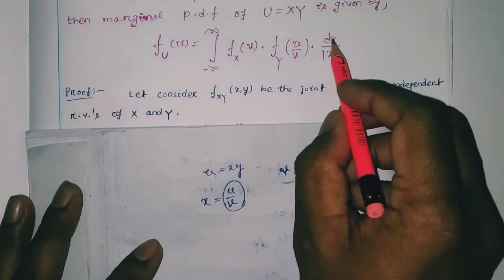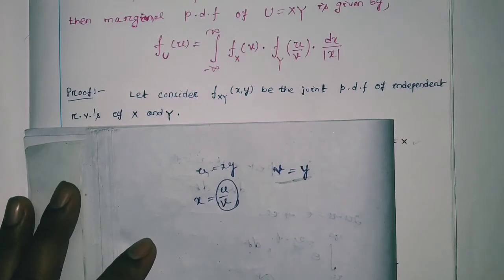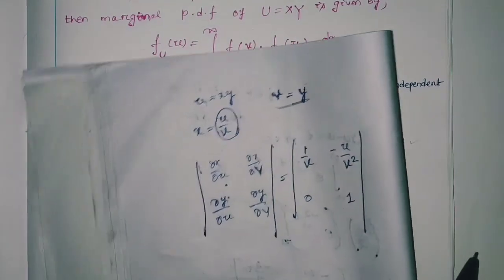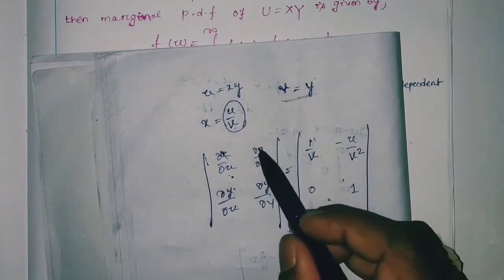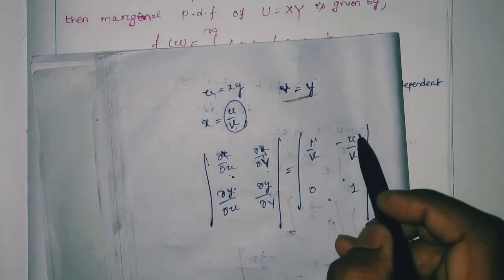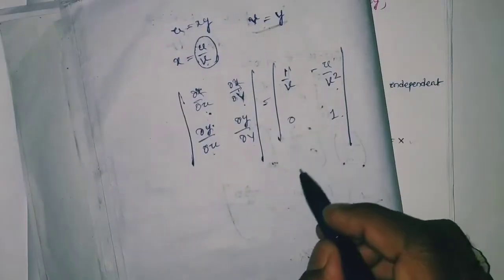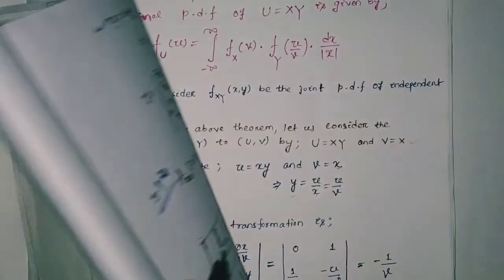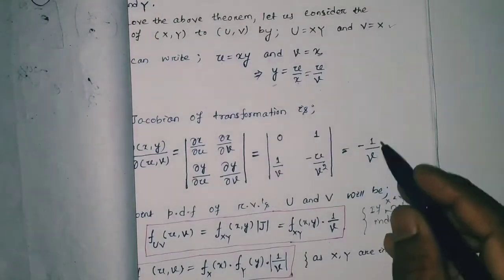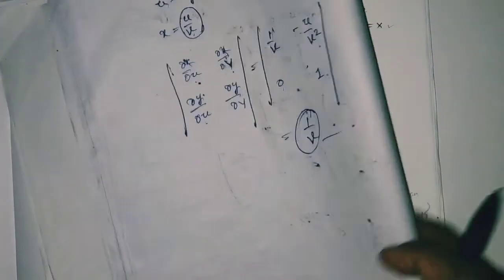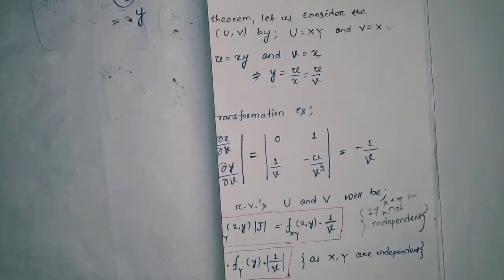And here, how much can we get the Jacobian? We just have to check what the Jacobian will be. Here you can see that del x by del u means 1 by v. Del x by del v we get minus u by v square. Del y by del u equal to 0. Del y by del v equal to 1. So here also we found 1 by v is your Jacobian, but here we found minus 1 by v, right. But here v is considered as y, so at the end it will be mod y.